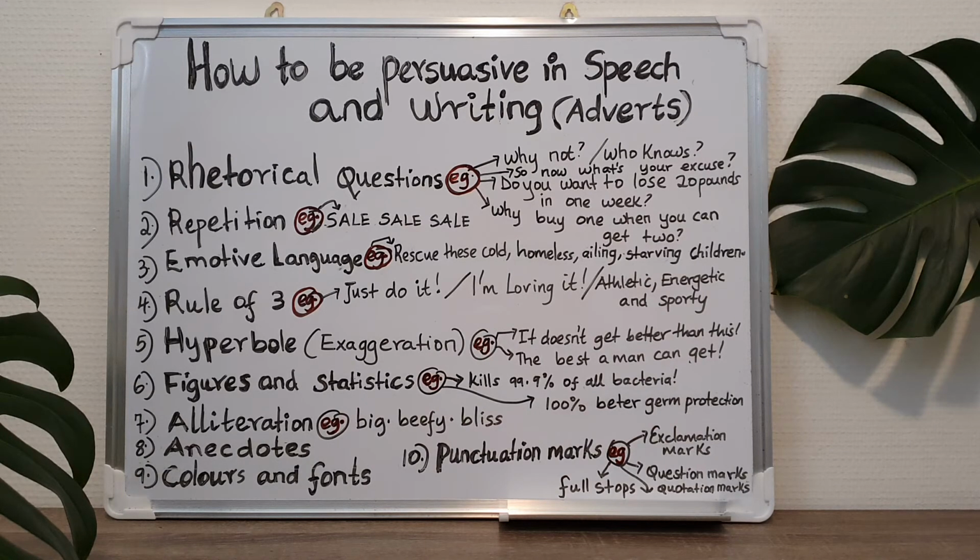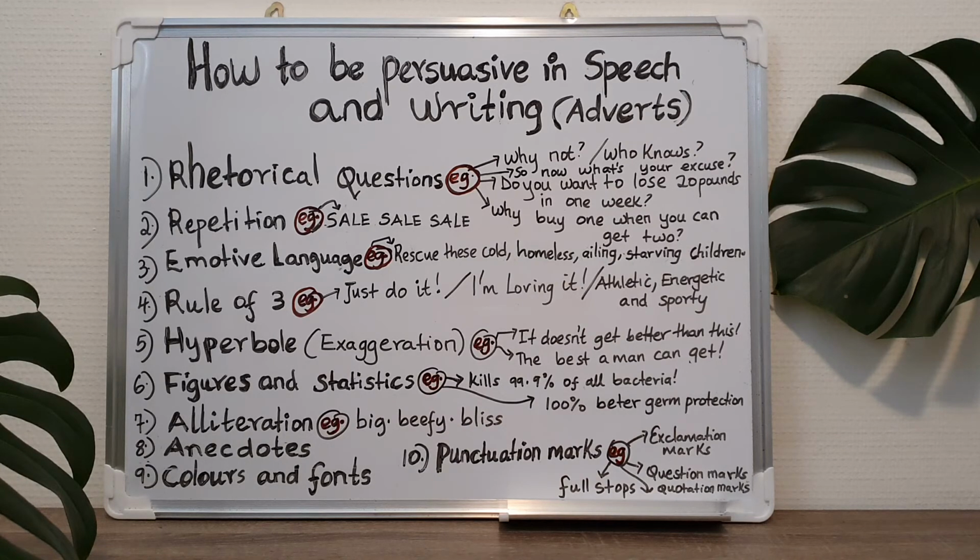Number 6, figures and statistics. Figures and statistics, or numbers and statistics. What this technique means is that you use numbers, you use figures like 10%, 100%, and statistics, 10 out of 5 people, that sort of thing, okay? Look at the example.